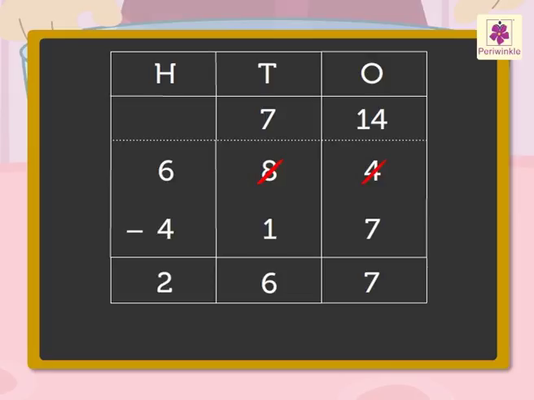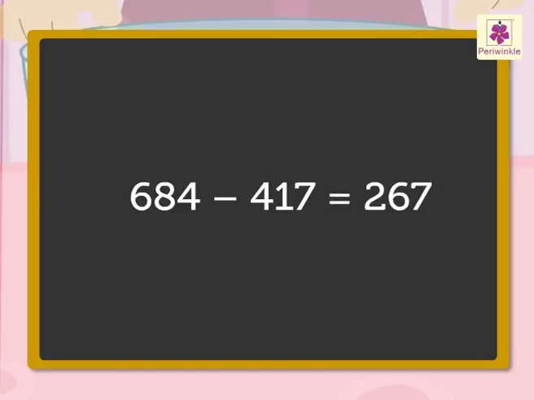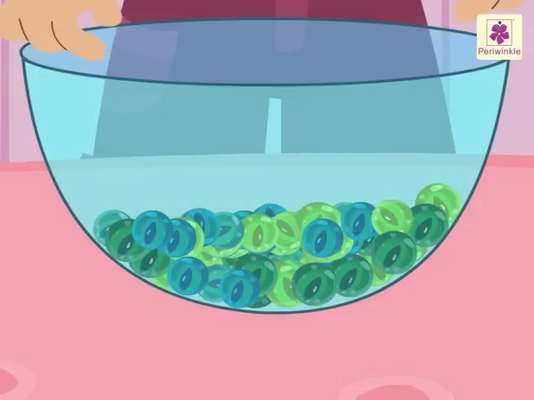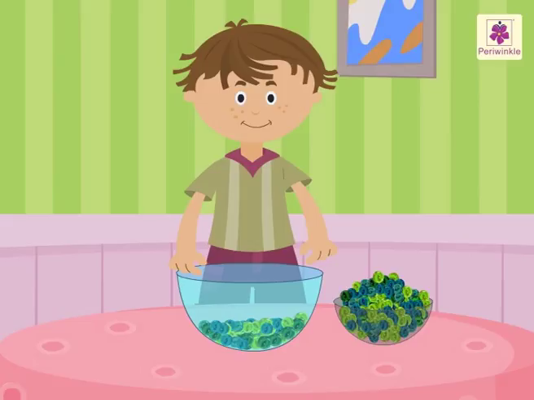Thus, the difference of 684 and 417 is 267. There are 267 marbles left in the bowl, and we found the answer. Now, let us look at another story and try to solve it.